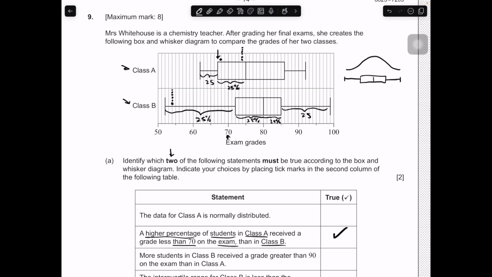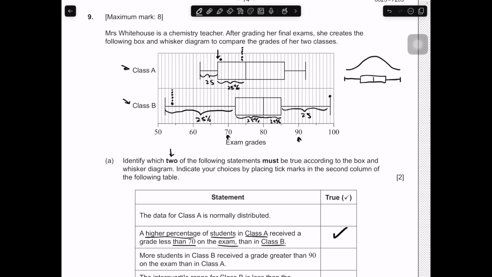More students in Class B received a grade greater than 90 on the exam than in Class A. What do we know? We know the highest grade was in Class B. It has a higher maximum. But is it necessarily the case that more students in Class B received a grade greater than 90? This is a grade greater than 90.